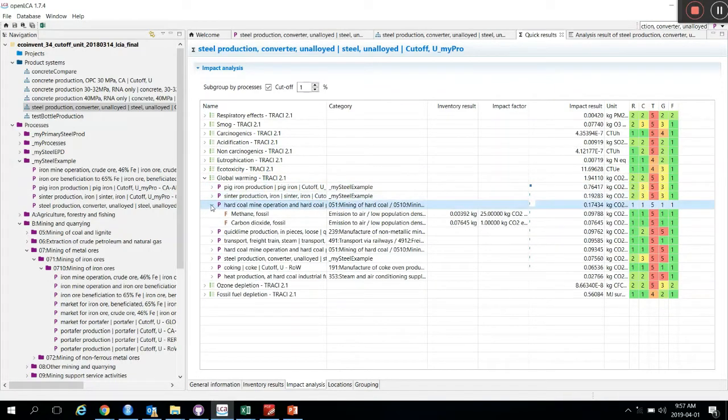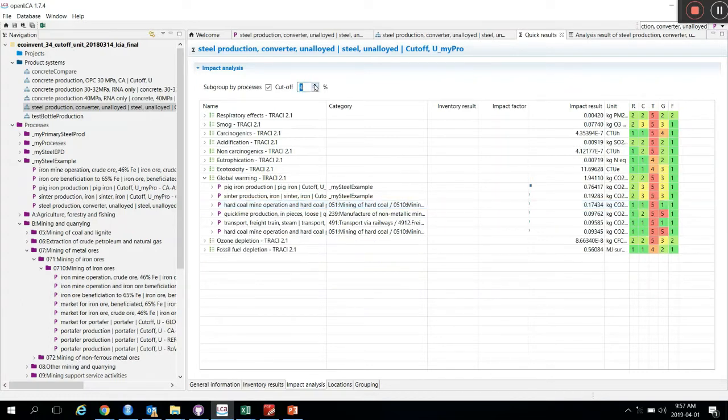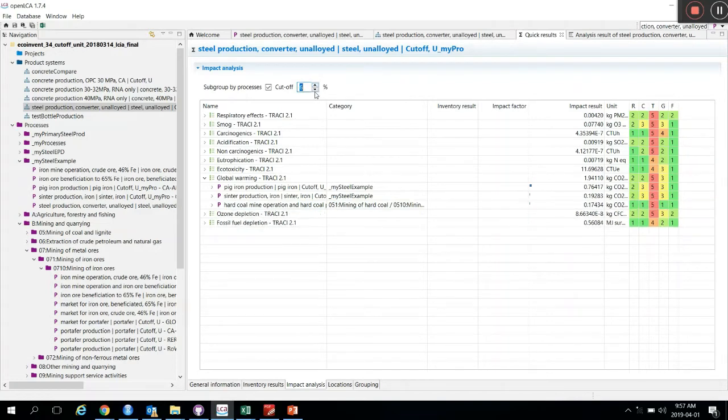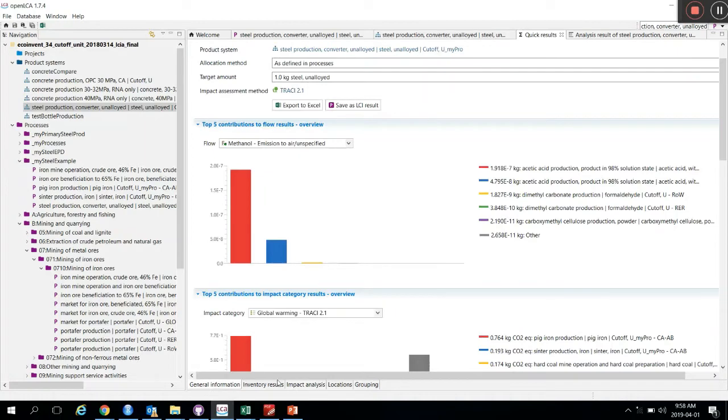So it's a percentage in terms of total impact, and if a process contributes more than that cutoff, then it will be shown here. If we increase the cutoff, you get fewer and fewer processes, and as you decrease it, you get more. This can be useful to show the top contributing processes or activities in terms of direct impact, and to get an idea of hotspots. It's a little bit more information than, say, the top 5.